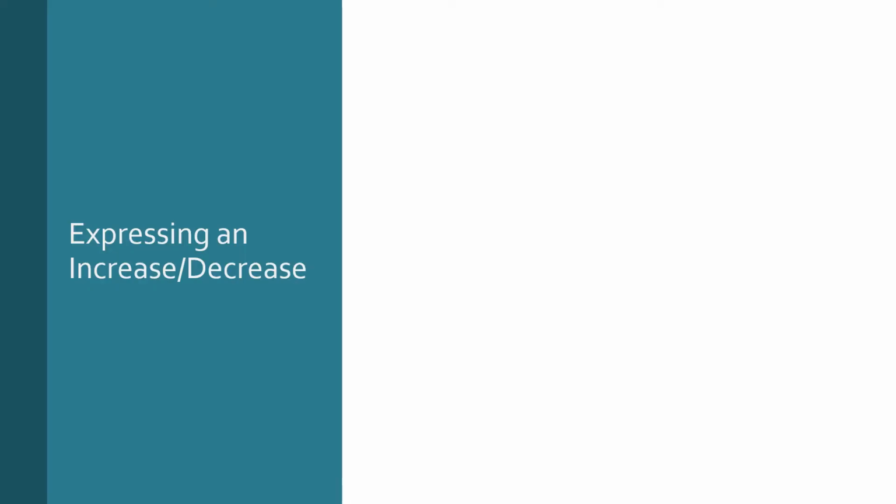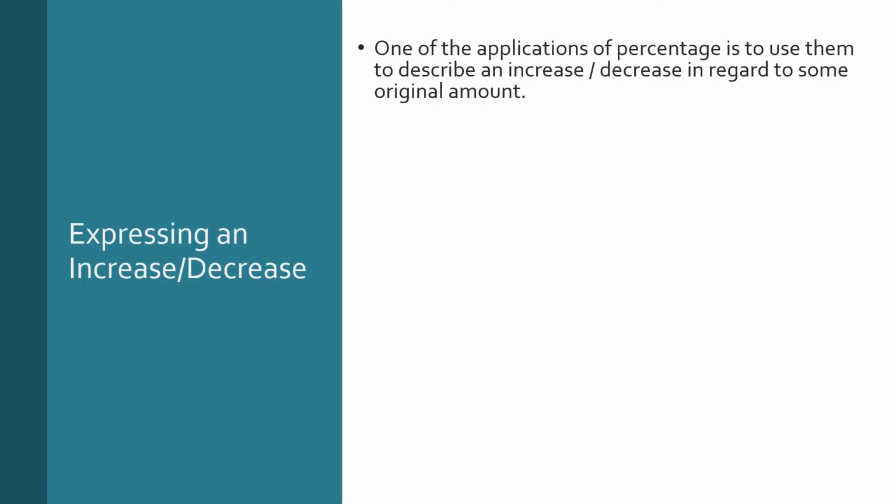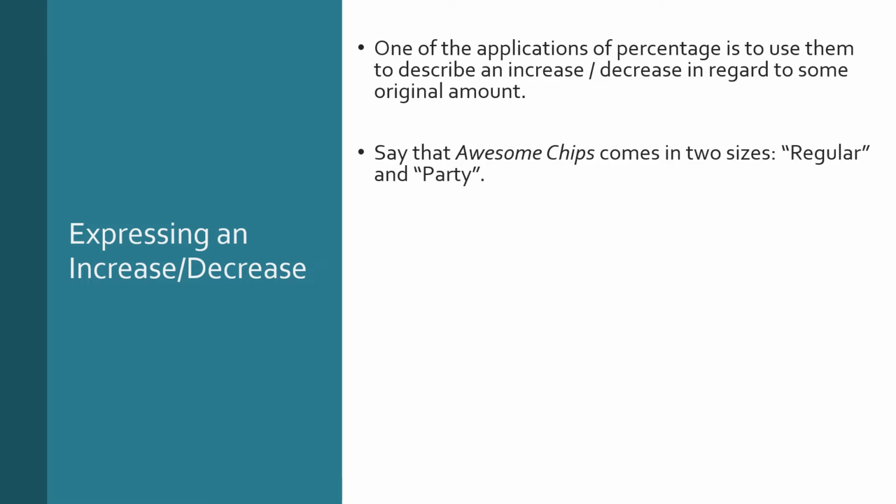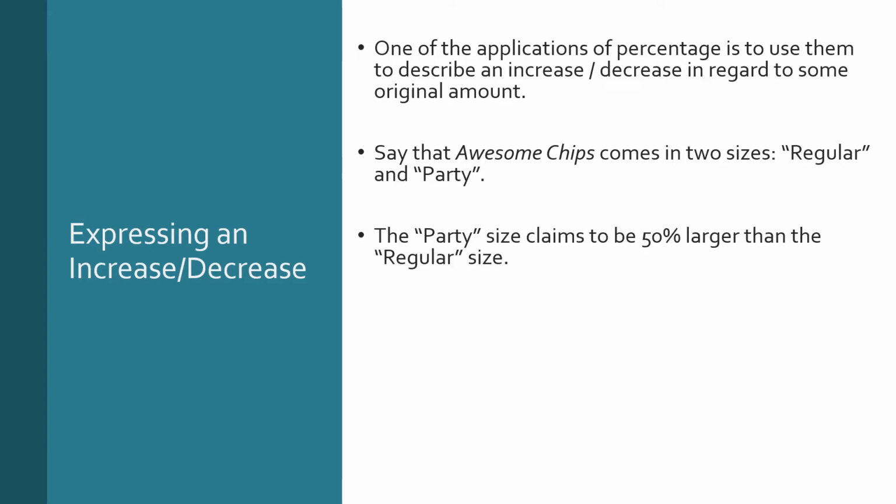So I mentioned that a lot of this is just a concept that we're going to apply over and over and over again. And that concept is just increasing or decreasing by a certain percentage in regard to some original amount. So we can talk about something like Awesome Chips coming in 2 sizes, regular and party. And the party size is just going to be 50% larger than the regular size.